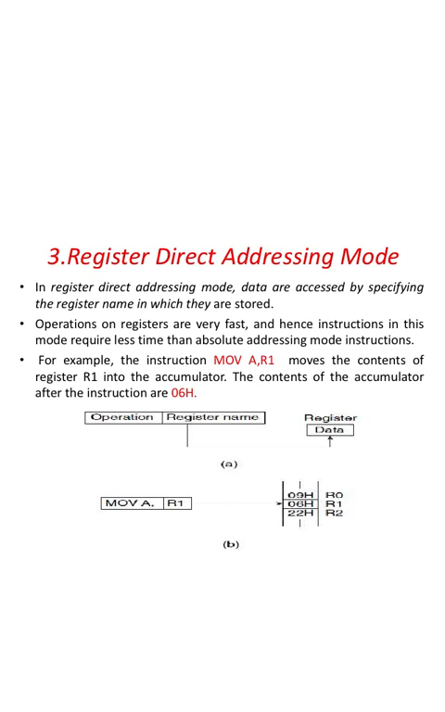Register direct addressing mode. In the register direct addressing mode, data are accessed by specifying the register name in which they are stored. Operations on registers are very fast, and hence instructions in this mode require less time than absolute addressing mode instructions. For example, the instruction MOV A, R1 moves the content of the register R1 into the accumulator. The content of the accumulator after the instruction is 06H. You can see here.